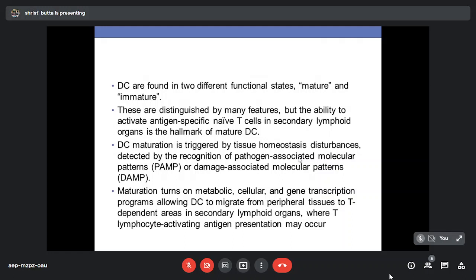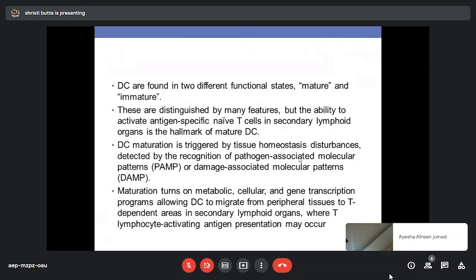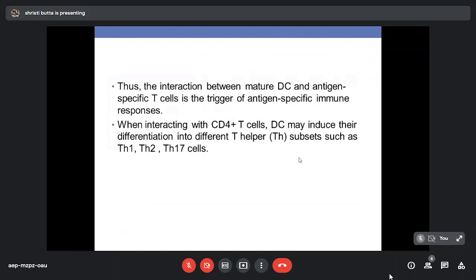Dendritic cell maturation is triggered by the pathogen and damage-associated molecular patterns. Maturation, in turn, can be at the metabolic, cellular, or gene transcription level, and that allows the dendritic cells to migrate from the peripheral tissues to the T cell dependent areas in secondary lymphoid organs. Lymphocytes, their development and role and their disorders will be discussed in the next class, however. Thus, the interaction between the mature dendritic cells and the antigen-specific T cells is a trigger for antigen-specific immune response. When interacting with the CD4 plus T cells, dendritic cells may induce their differentiation into T helper cell subsets.